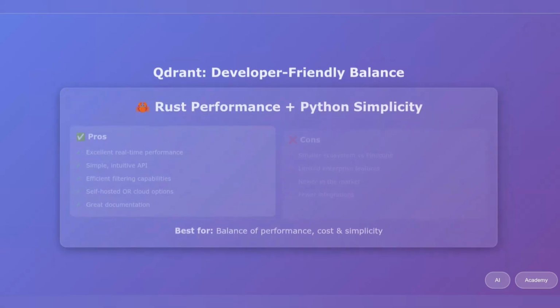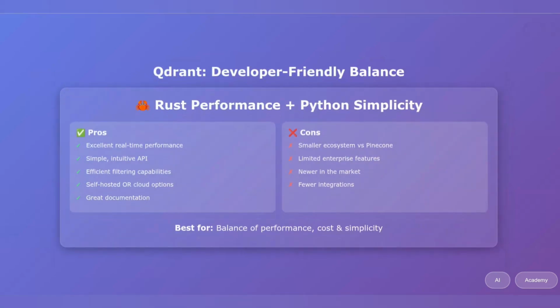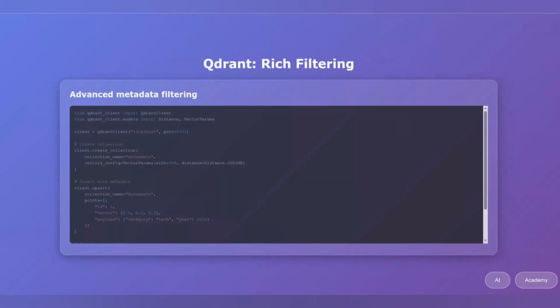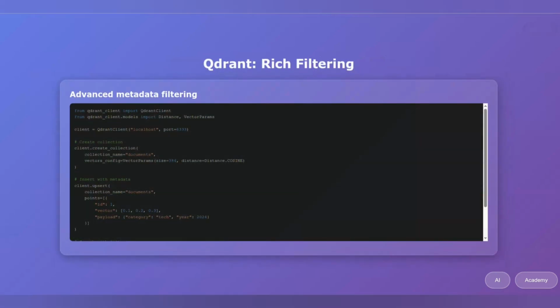Qdrant is the developer-friendly choice. Rust-powered performance with Python simplicity. Pros? Excellent real-time performance, simple API, efficient filtering, self-hosted or cloud. Cons? Smaller ecosystem compared to Pinecone, limited enterprise features. Best for startups wanting balance between performance, cost, and simplicity.